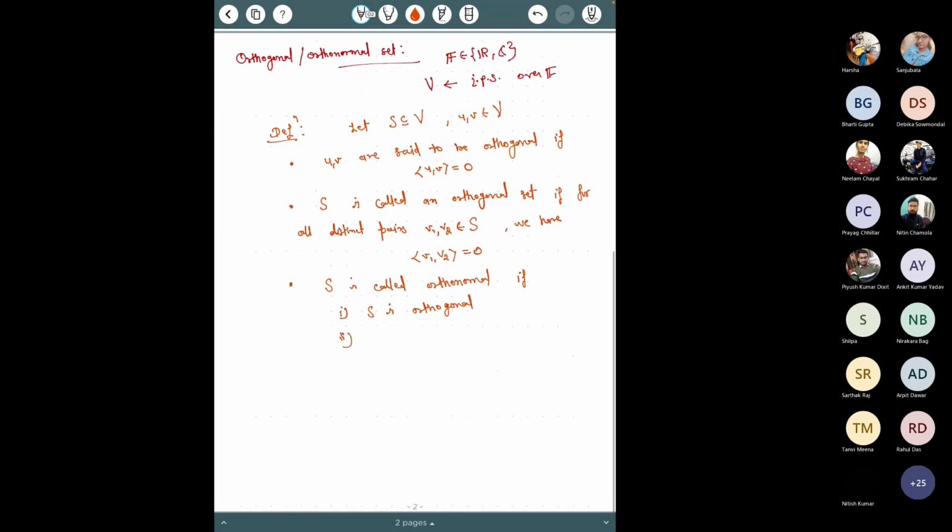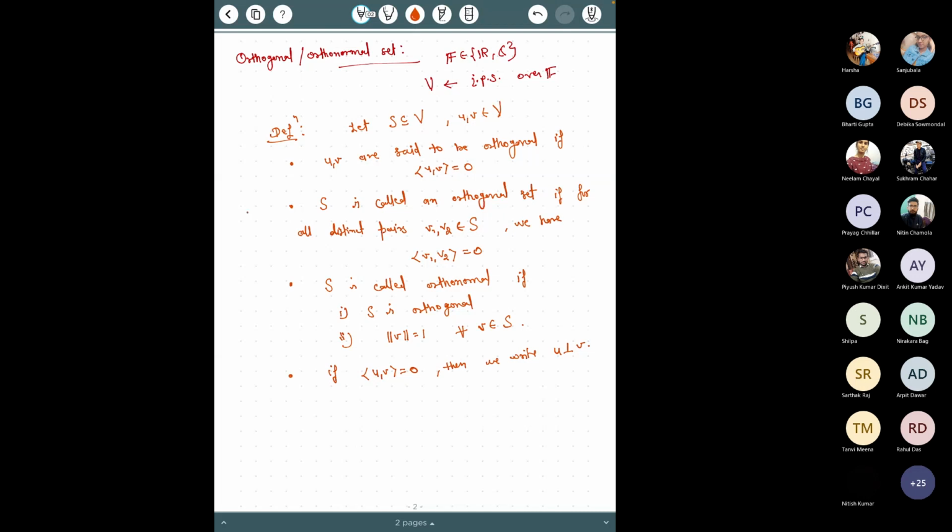And second is that the length of every vector v in the set is equal to 1. Then we say that this set S is orthonormal. In some books you may also see this notation: if u, v are orthogonal, two vectors are orthogonal, then sometimes we also write u is perpendicular to v. This means the same thing, that the inner product is 0.